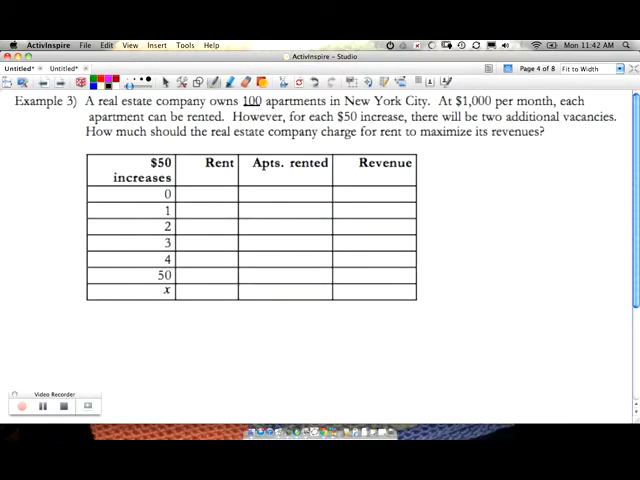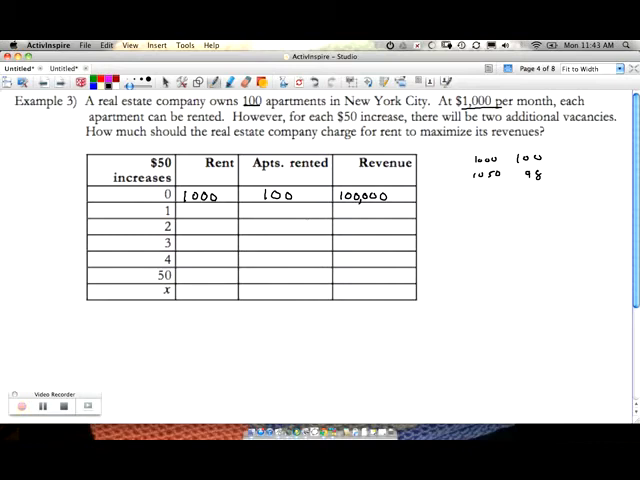A real estate company owns 100 apartments in New York City. At $1,000 per month, each apartment can be rented. However, for each $50 increase, there will be 2 additional vacancies. So we start with 100, but then if we were to charge $1,050, now it becomes 98. Okay, so let's see. 0 increases. We got $1,000. Apartments rented 100. So the revenue is the rent times the apartments rented, because it's how much per apartment times the number of apartments rented. So that's going to be, add a couple of zeros on, and we got 1 with 5 zeros.